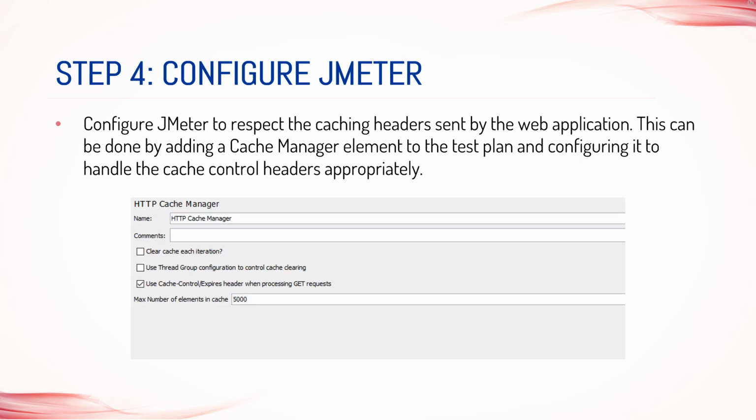Step 4. Configure JMeter to respect the caching headers sent by the web application. This can be done by adding a cache manager element to the test plan and configuring it to handle the cache control headers appropriately.